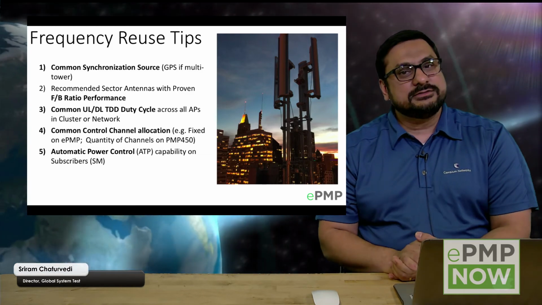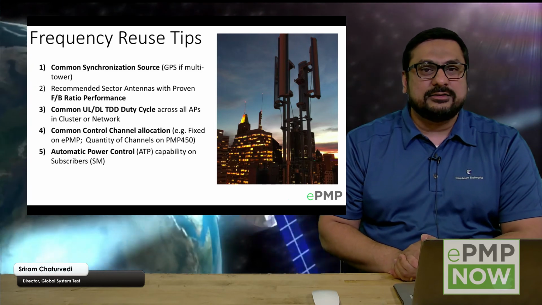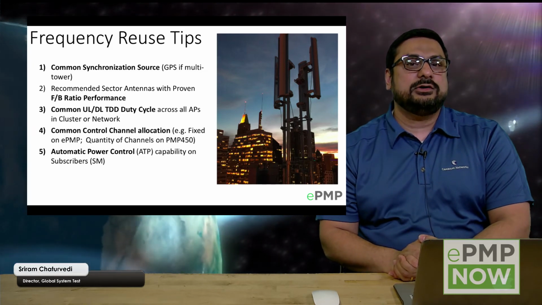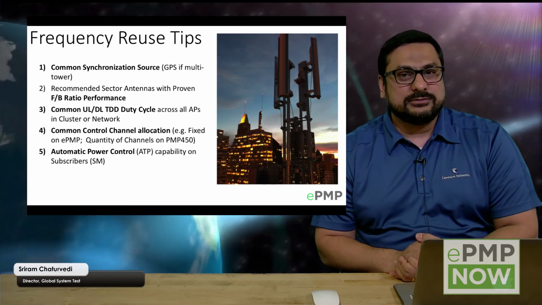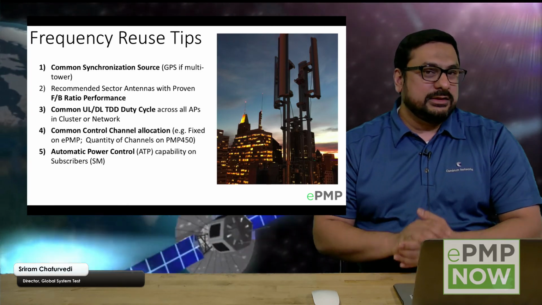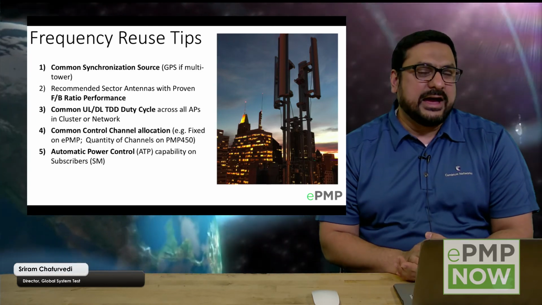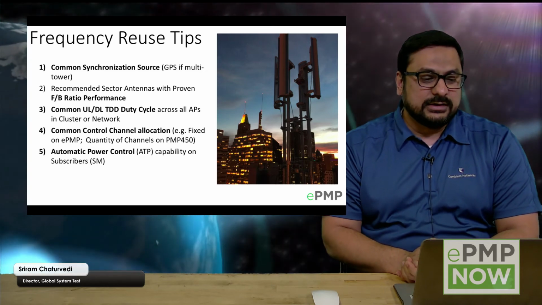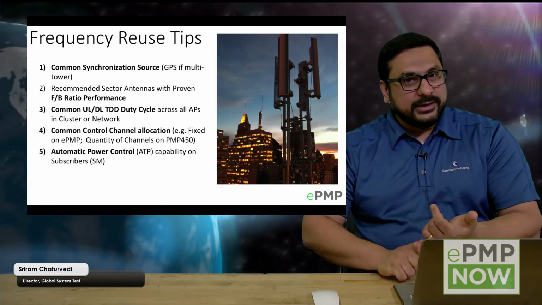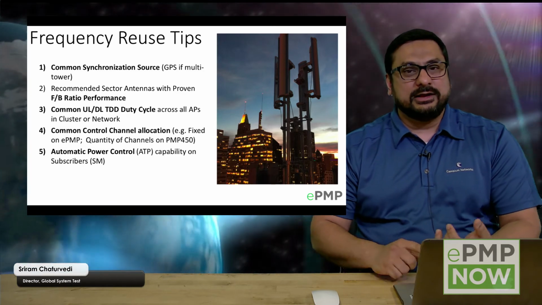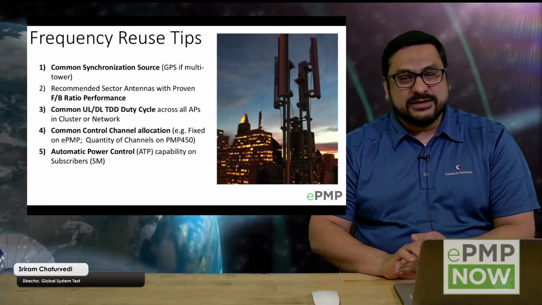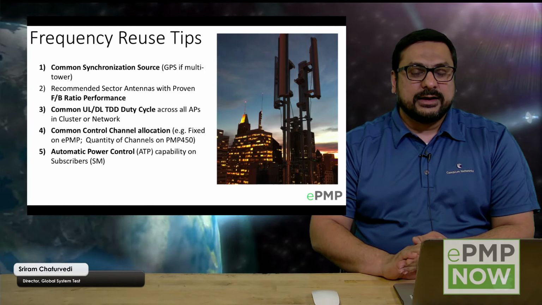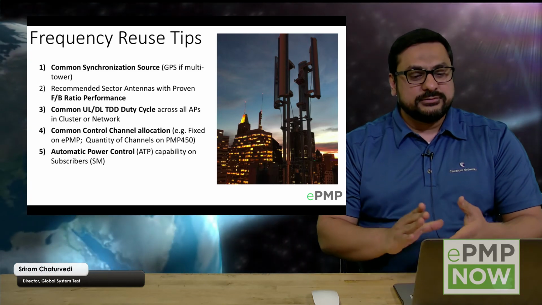Second thing is the sector antenna. You need to have a sector antenna with a good front to back ratio if you want to have effective frequency reuse. Even if you use third party, make sure you have at least 30 dB or more of front to back ratio. Common downlink and uplink fixed ratios across all APs, same frame sizes across all APs. That's very important, which we already talked about.